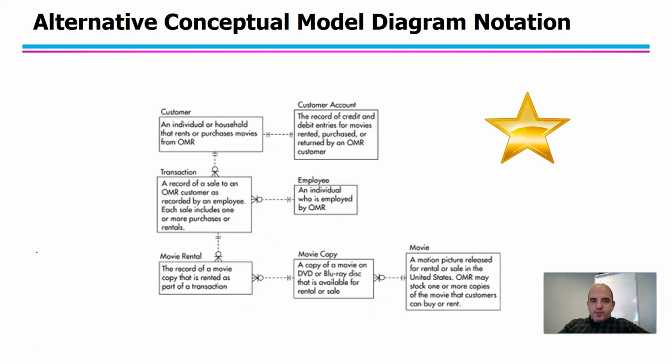The one I want to have in your projects is this notation, similar to this one, but here the names of the attributes and the names of the entities are written outside the rectangle, and the definitions are written inside the rectangle, so the reader can easily understand the data model. So as I mentioned before, this is the notation that I want to see from you in your conceptual models.